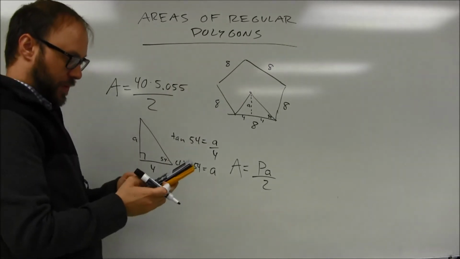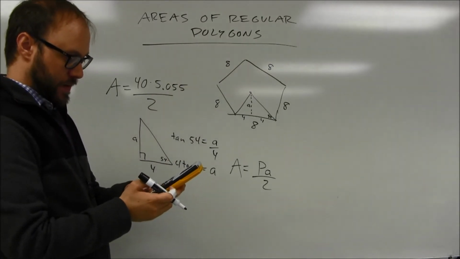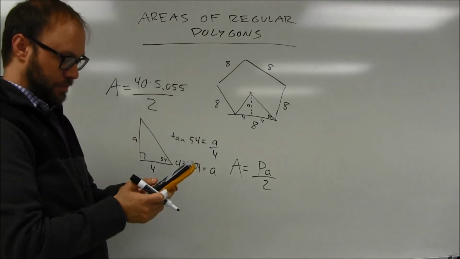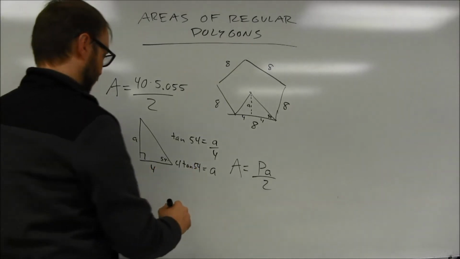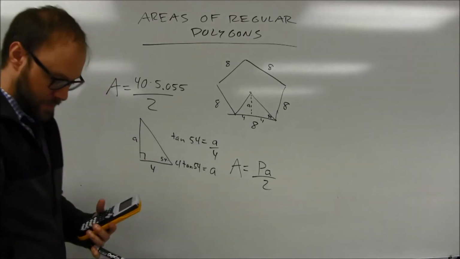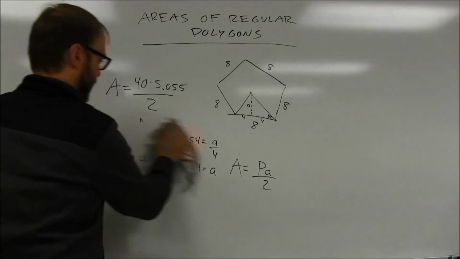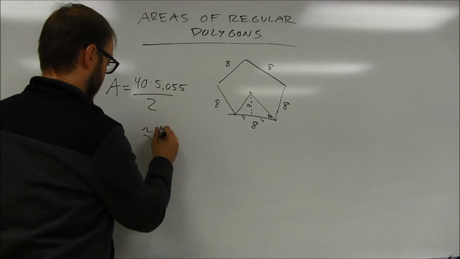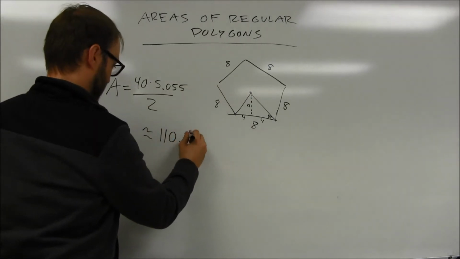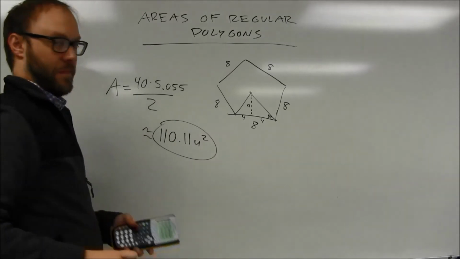Multiply that by 40, and then divide by 2. We're going to get an area that's approximately 110.11 square units. Something like that.